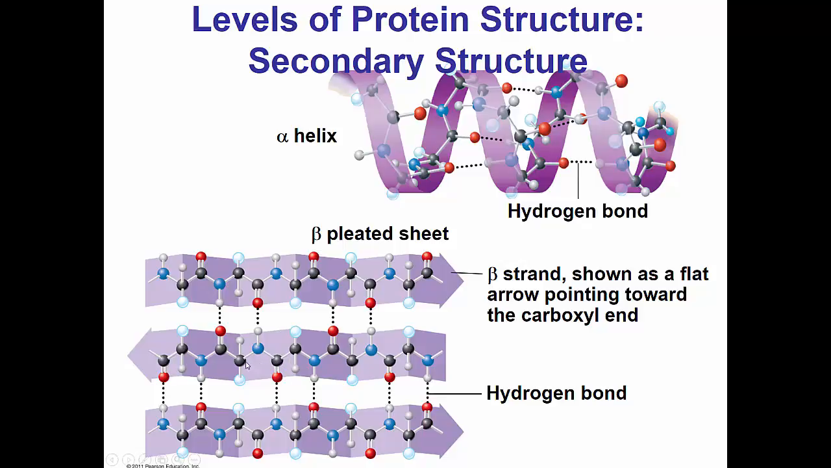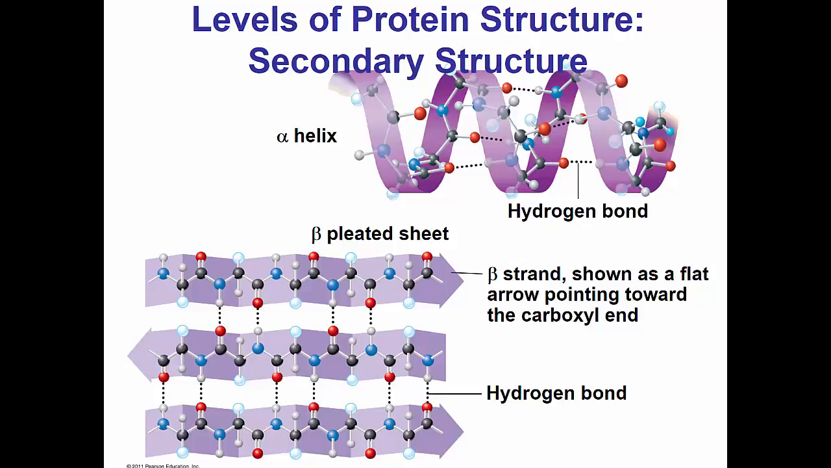So you can kind of imagine that if a beta pleated sheet were a peanut butter and jelly sandwich, then the peanut butter and jelly would be in the middle, that would be the backbone, and the 2 pieces of bread would be the R groups. So it hides that backbone within the sandwich.